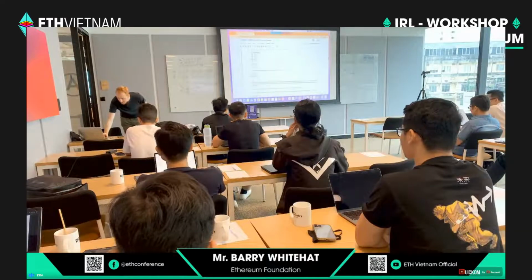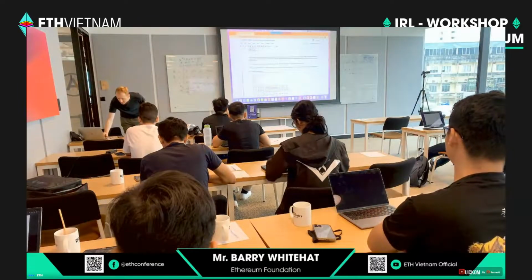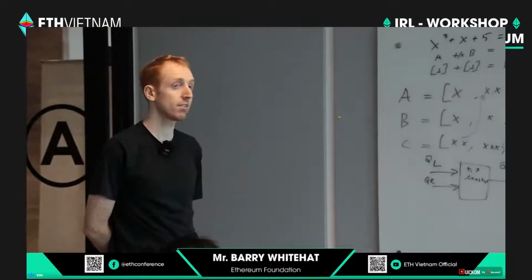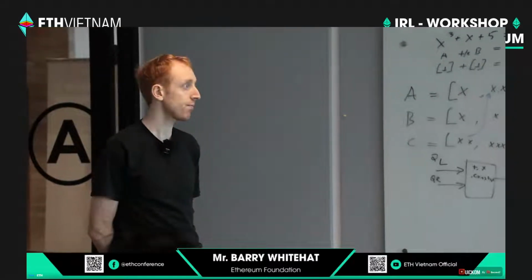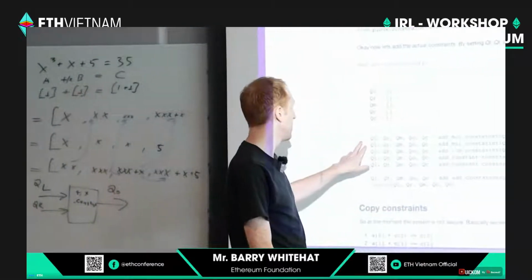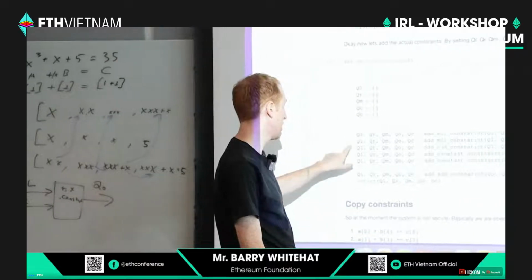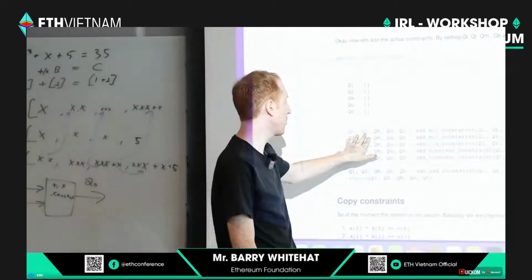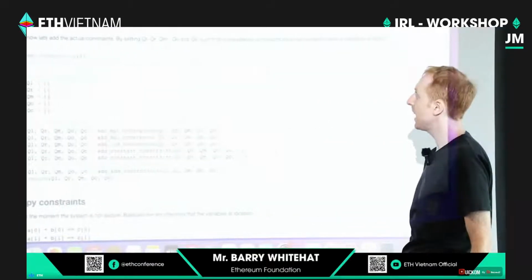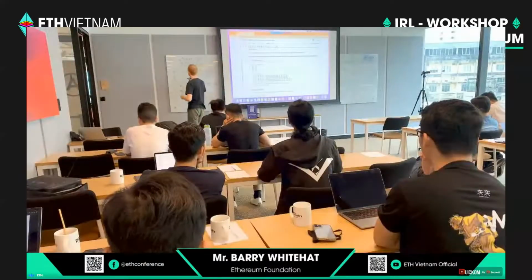Okay, so we're almost at the end of the first half. Almost there. So this is just generating the constraints for our program. This is the last part. Basically what we're doing is we're calculating the QL, QR, QM, QO, and QC that satisfies our original problem. That satisfies this.